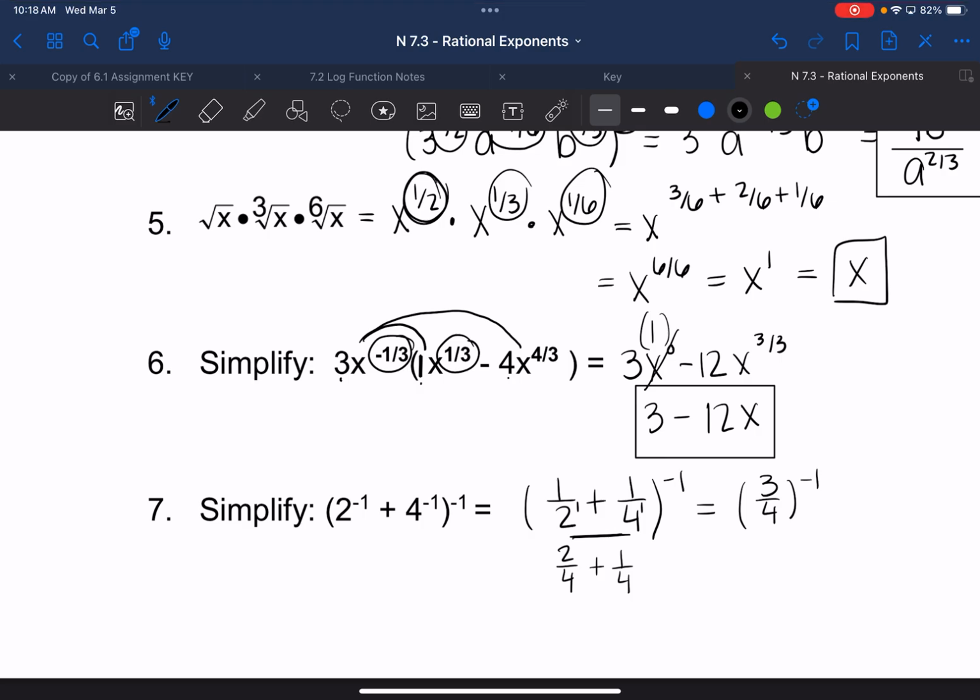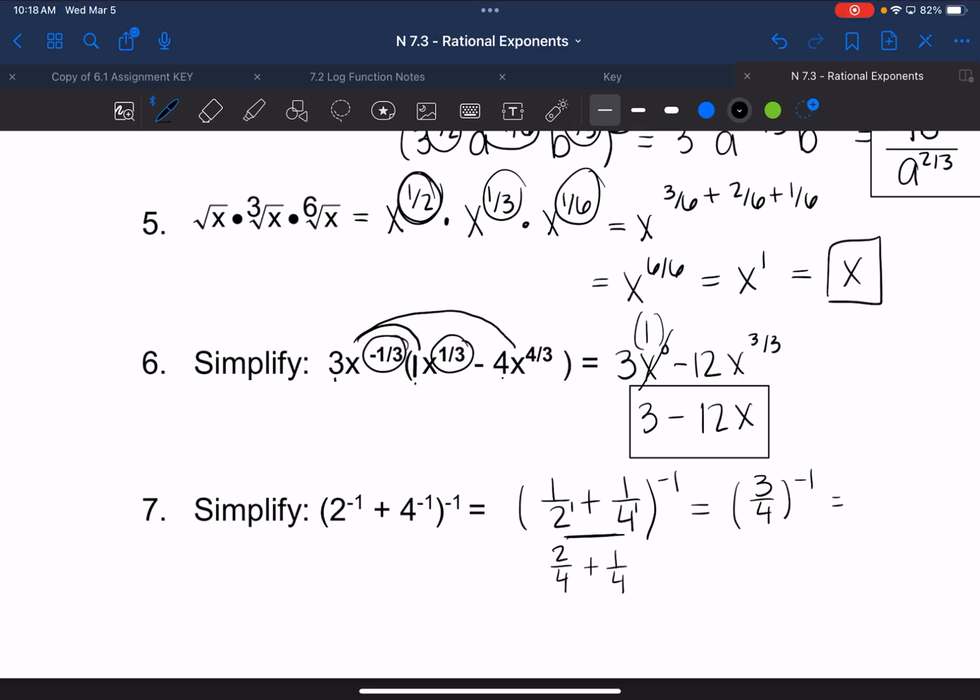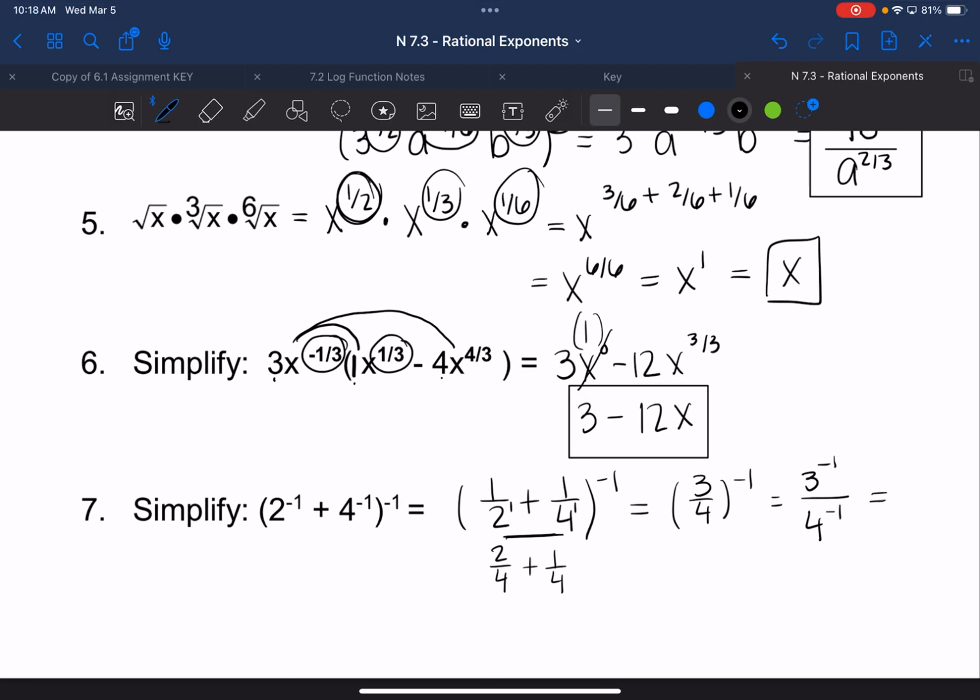And now that I've taken care of the inside, right? Now that I've taken care of inside, now we can move on to exponents, right? After parentheses is exponents. So everything in there is being raised to the -1. So I have 3 raised to the -1 over 4 raised to the -1, right? But we don't like a negative exponent, so what am I going to do? Flip them. So I'll have a 4 in the top now and a 3 in the bottom, right?